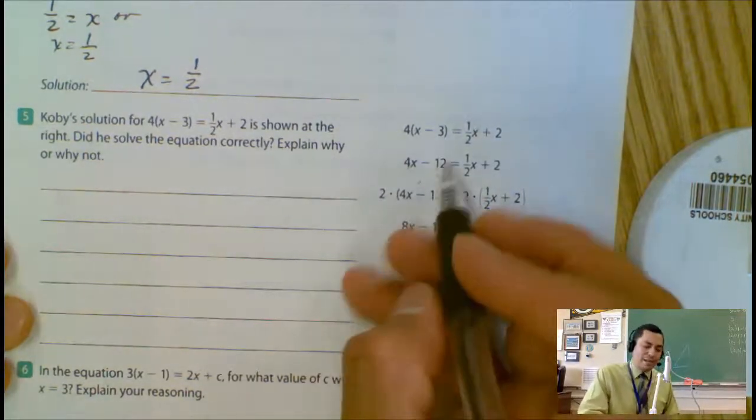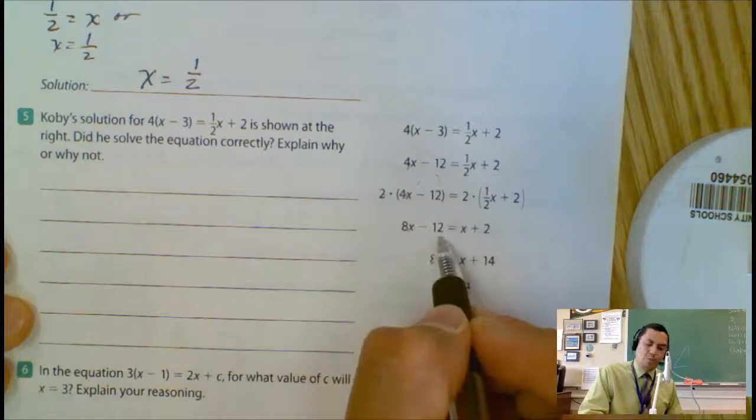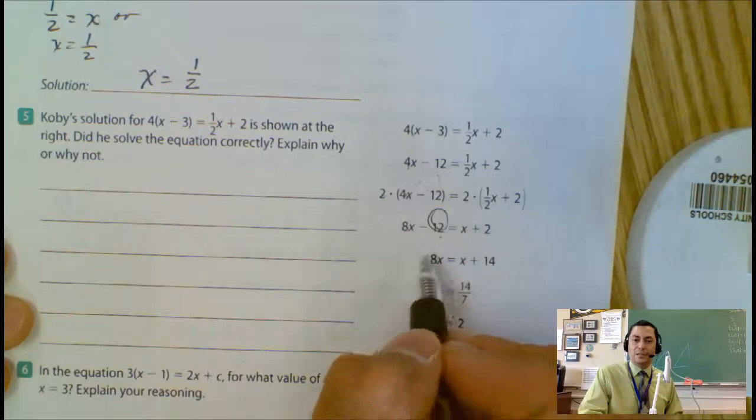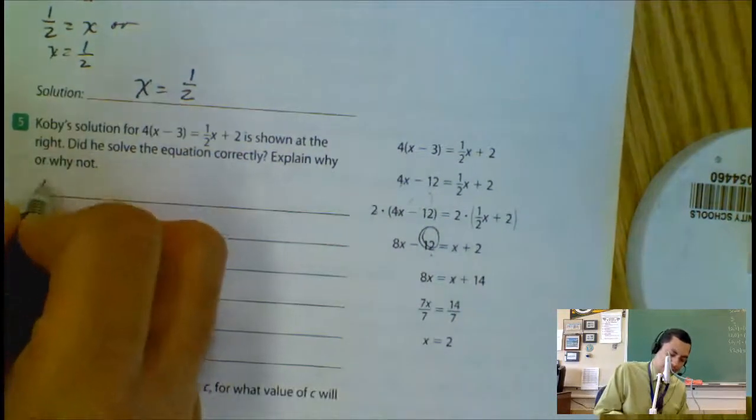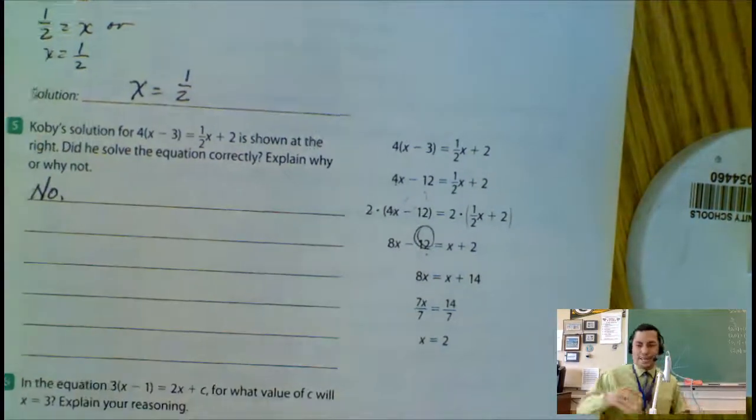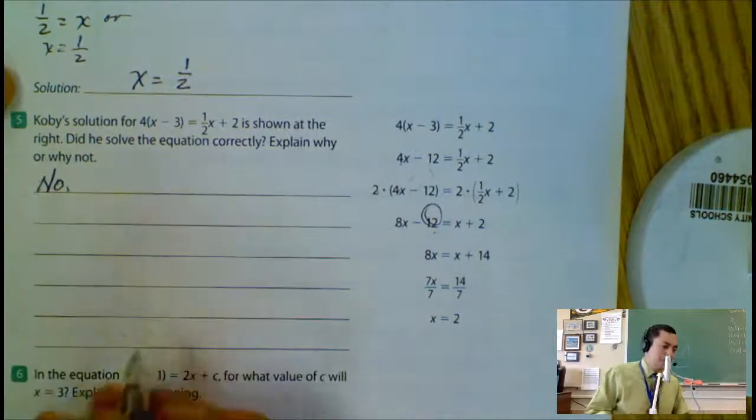Okay, there is a mistake. 2 times 4 is 8. 2 times 12, he did not multiply 12. So there is a mistake. This answer is not correct. So in this case, I'm going to say, no, he did not. Okay. And then you explain why.